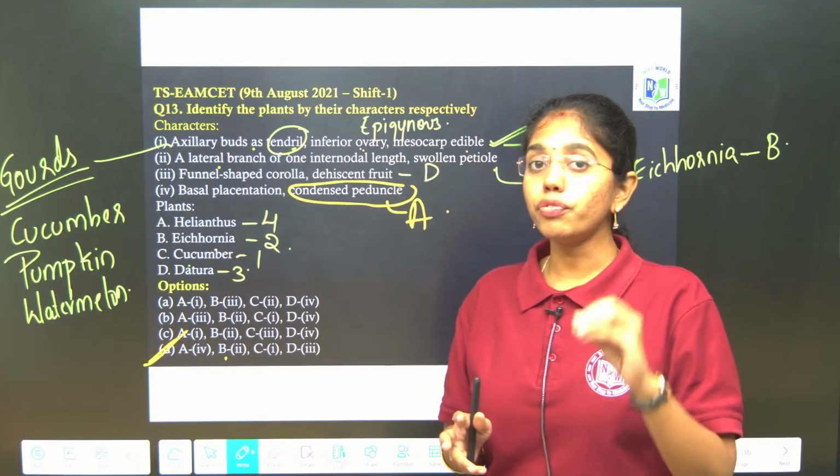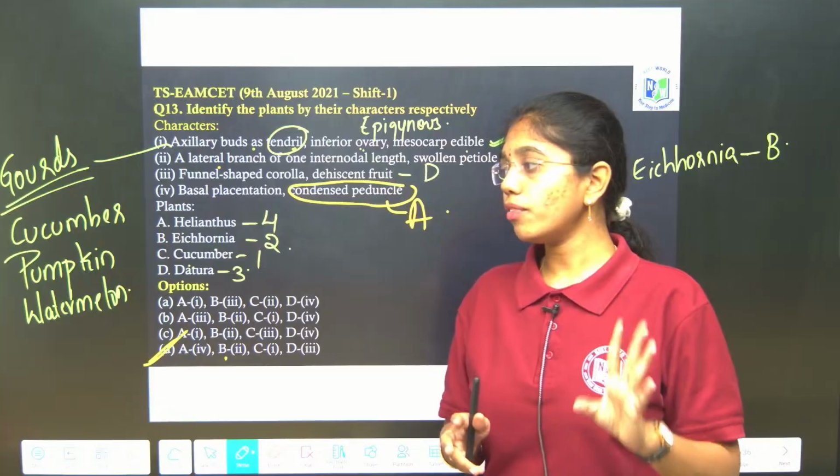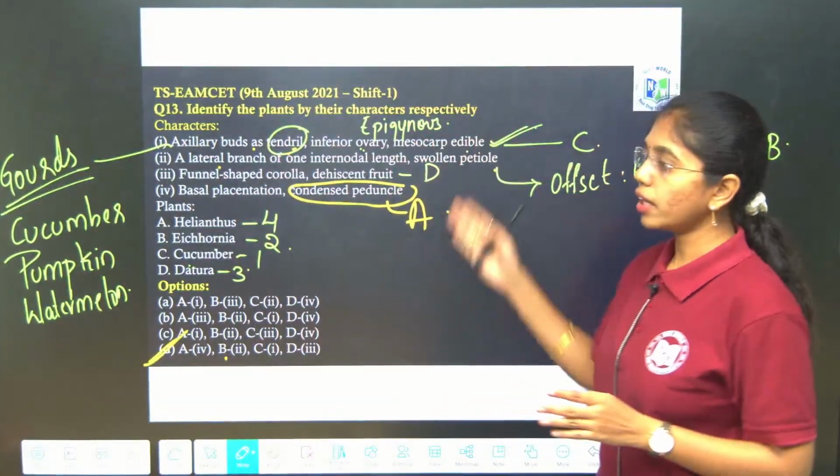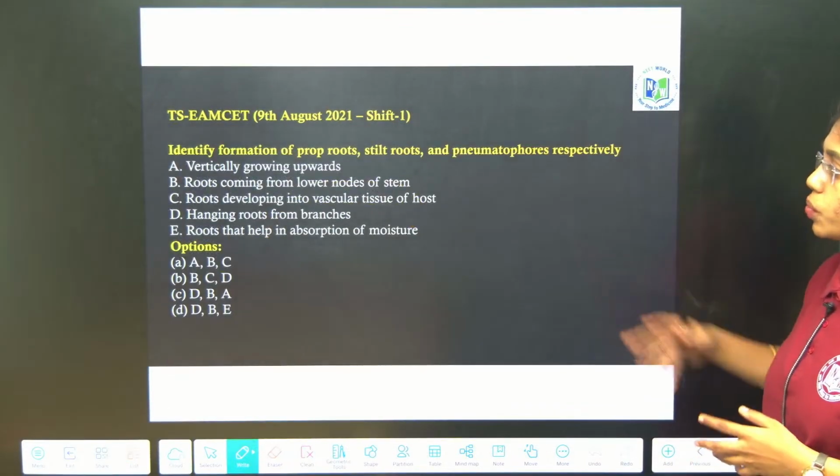So, first you figure out all the examples of each family, vegetative and floral characters. Then you can clearly note down all this. Fine, right? Next, this one.